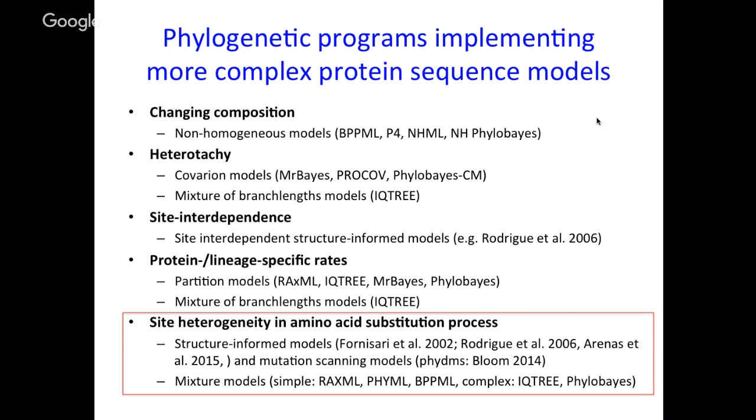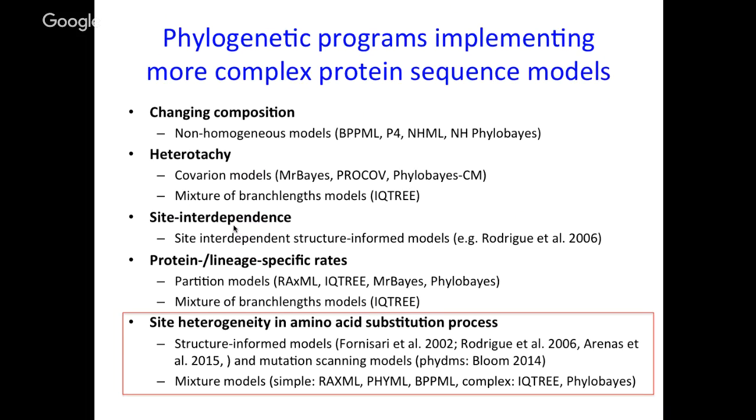The issue of heterotachy, the fact that different rates occur at different parts of the tree at a given site, has been dealt with in the context of so-called covarion type models in these software tools. And recently, the creators of IQ-Tree have come up with a mixture of branch lengths model, which also deals with heterotachy in a distinctly different way.